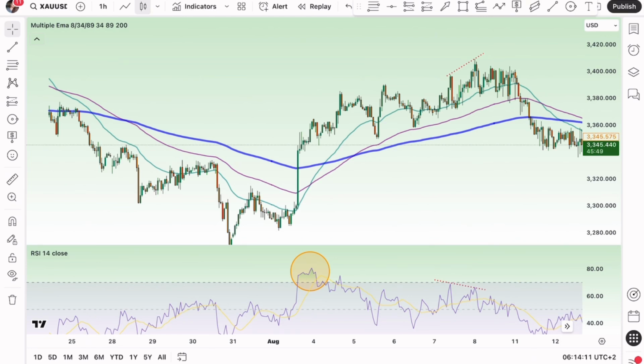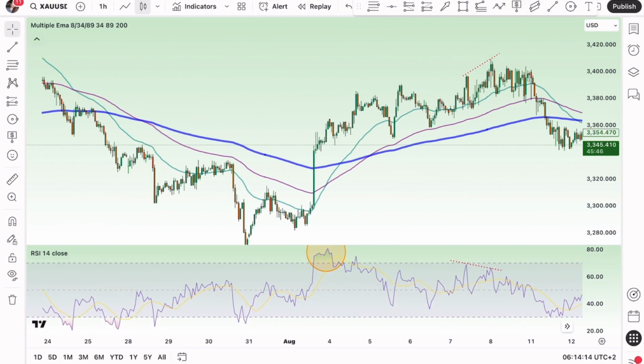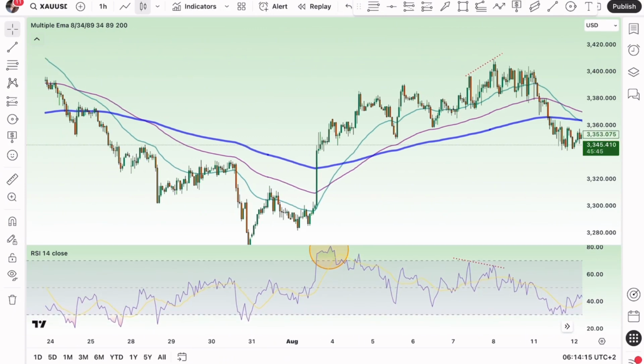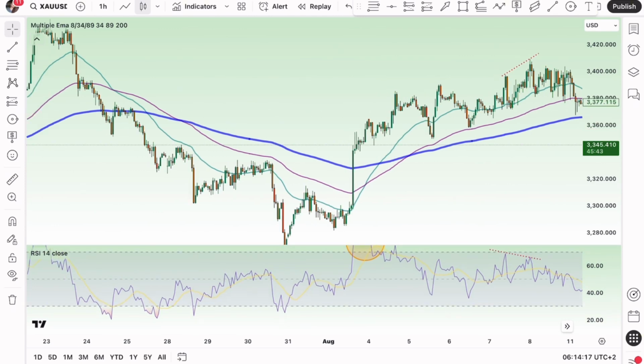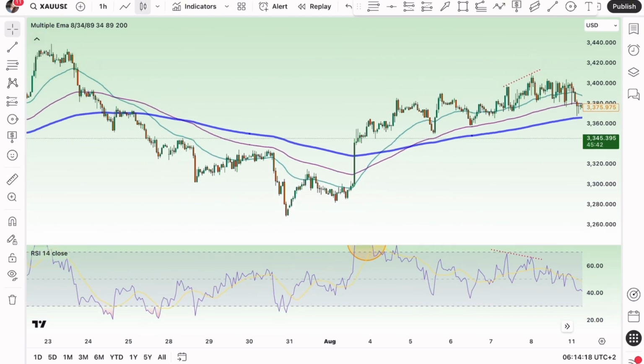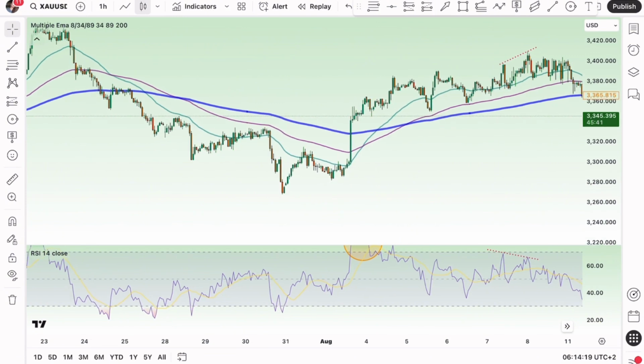And now we will move to the next part, divergence. This is one of the strongest signals from RSI. Divergence occurs when price and RSI move in opposite directions. There are two main types of divergence. Bearish divergence, when price makes a higher high, but RSI makes a lower high. This is a strong warning that the uptrend is losing momentum and a bearish reversal might be coming.